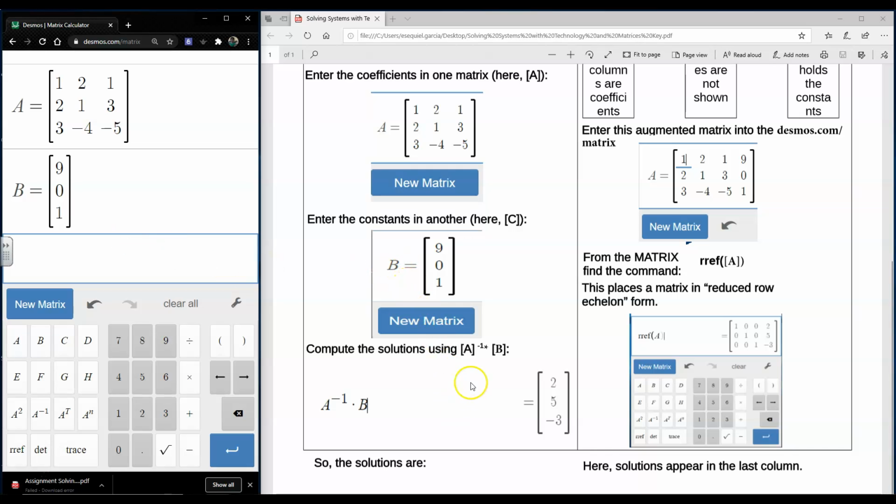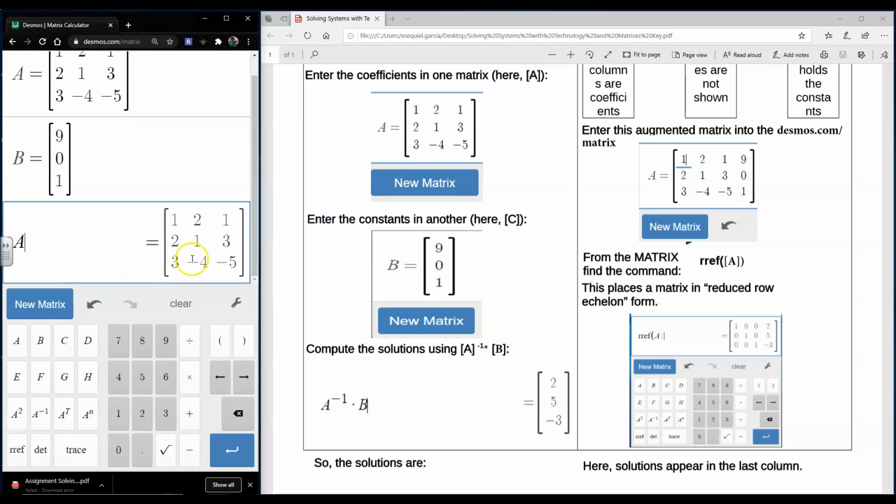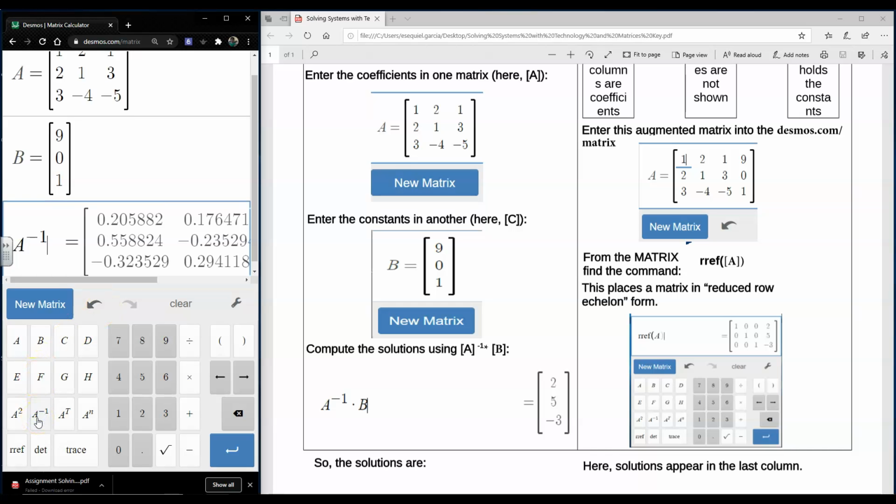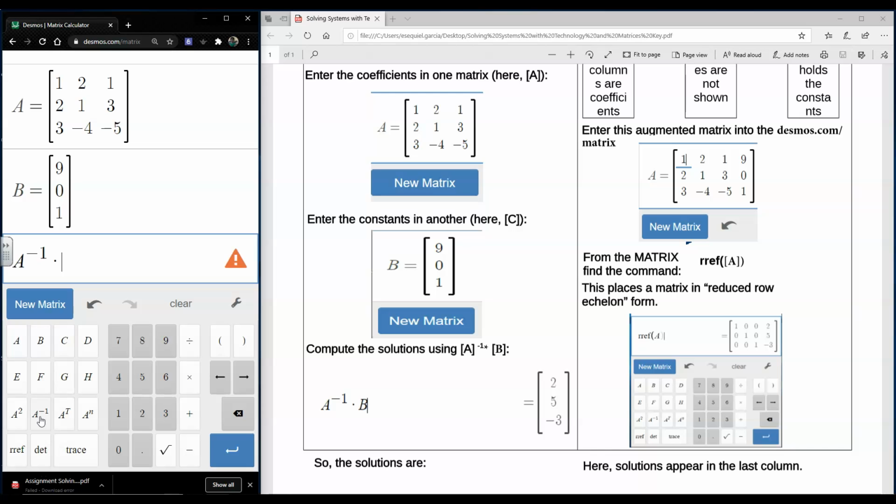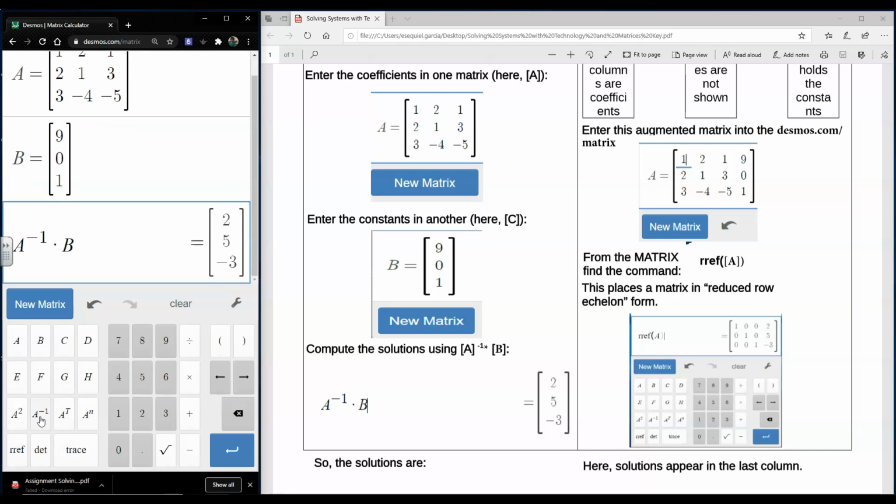Now we're going to use the inverse property. So you're going to go ahead and write A. Of course, it's going to show you the matrix. And the inverse is right here. Inverse is negative 1. That's what it means by inverse. Now, you're getting the inverse of matrix A, but you remember you have to multiply times B, and it gives you the solution.